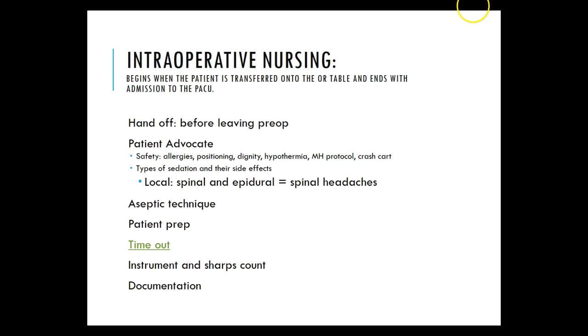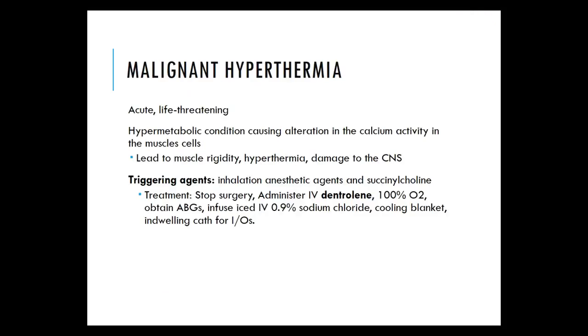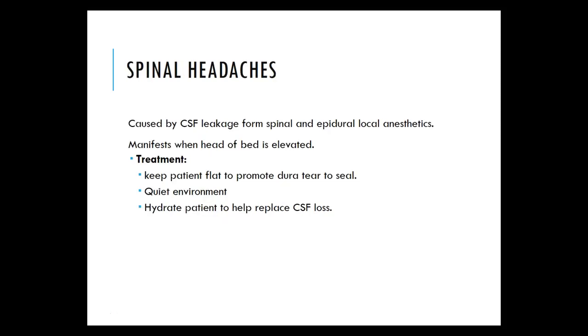Instrument and sharp count, and of course proper documentation. Malignant hypothermia, like we talked about in class, make sure you understand what it is, what the triggering agents are, and make sure you understand treatment. So you want to stop surgery, administer IV dantrolene, which is a muscle relaxant, 100% O2, obtain ABGs, infuse iced IV normal saline, cooling blankets, and an indwelling catheter to monitor eyes and nose.